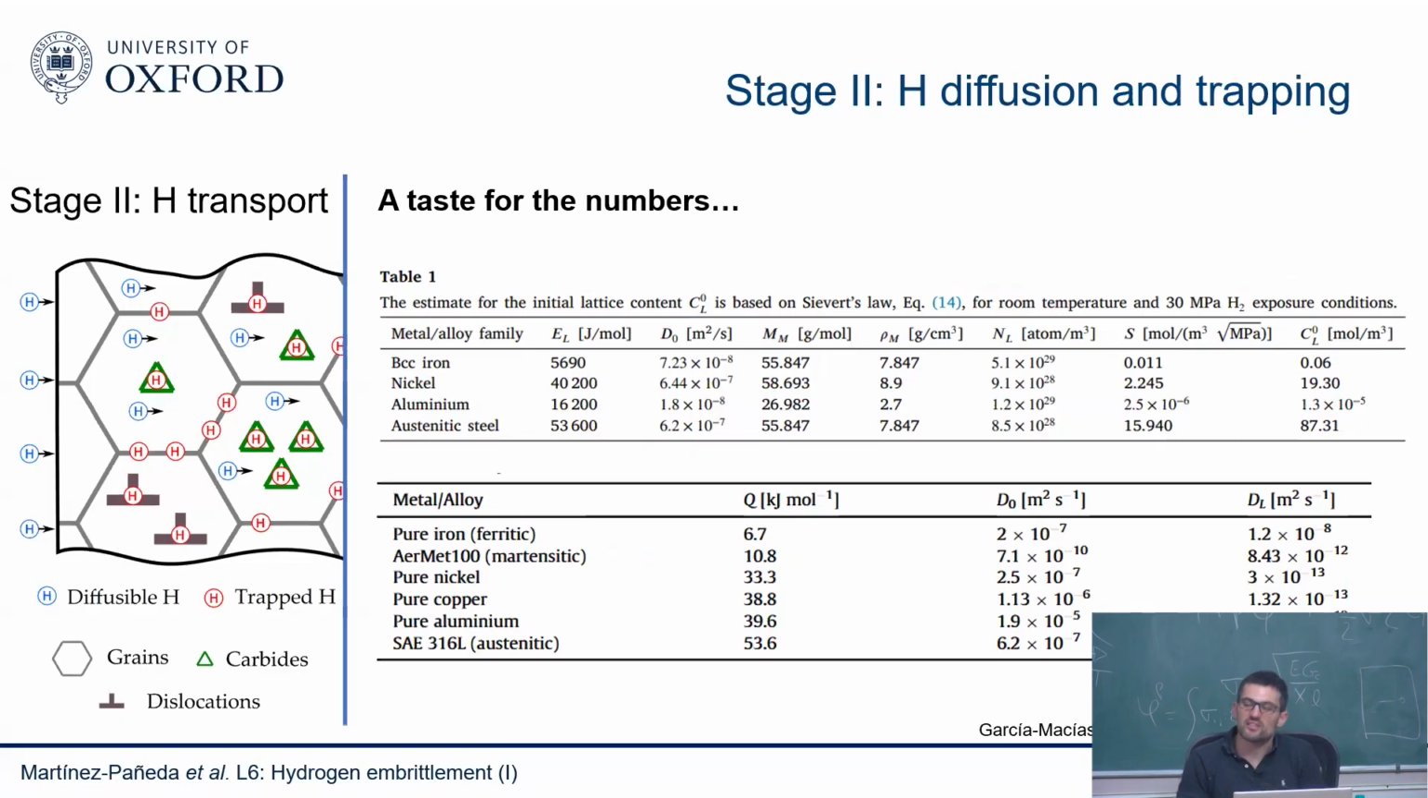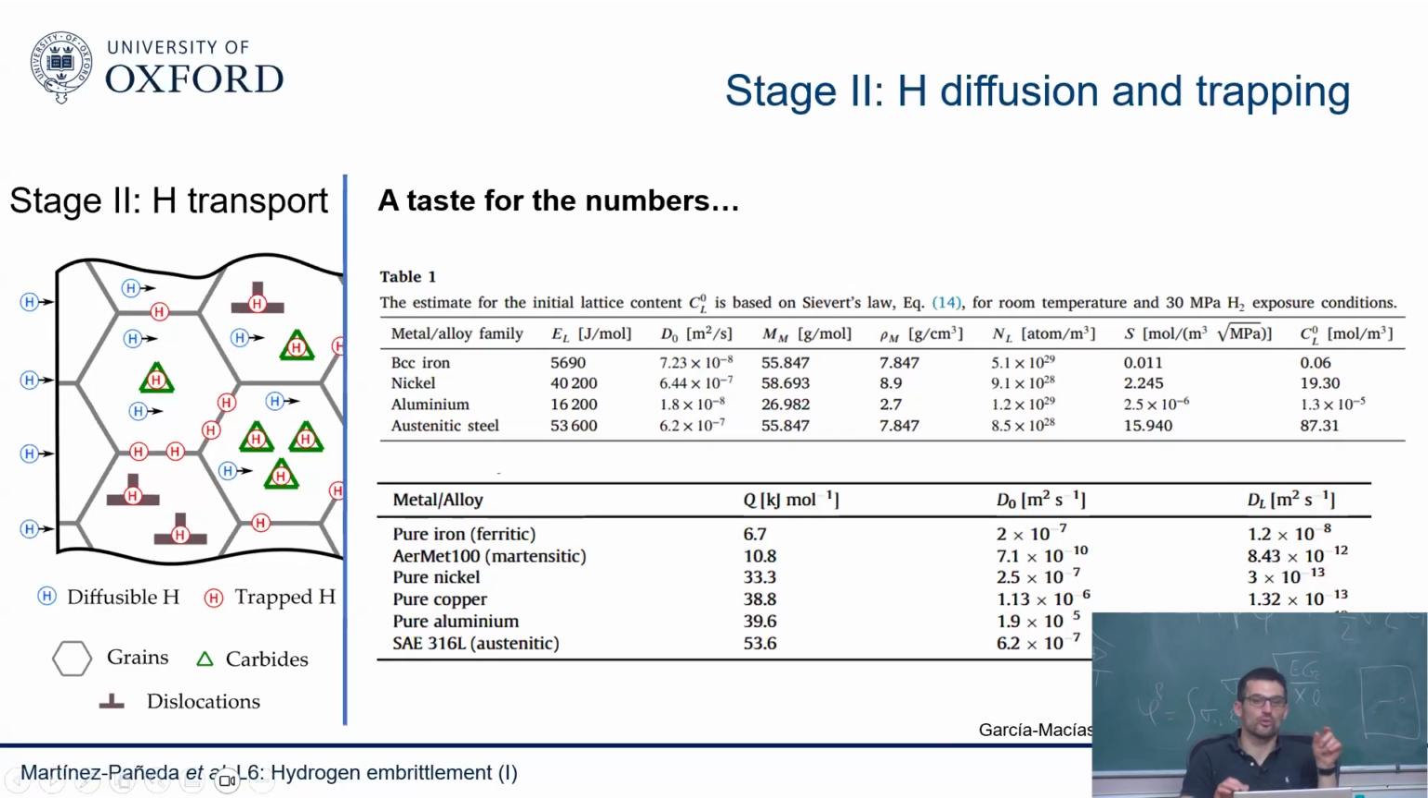Okay, this is an important slide, so I'm going to spend a bit of time here. I think it's important to get a taste for the numbers, because materials can change very dramatically. So let me look first at this bottom slide. Let's look at the DL, the lattice diffusivity, in meters squared per second. You can see that ferritic materials like pure iron have 10 to the minus 8. Austenitic, 10 to the minus 16. So there's 8 orders of magnitude change in diffusivity.